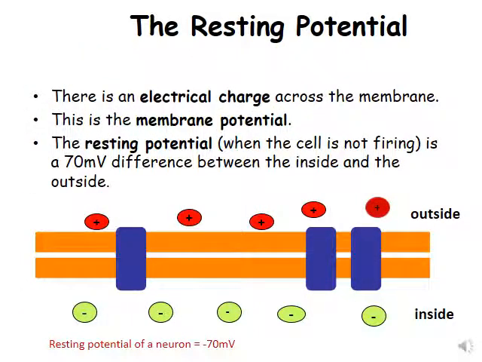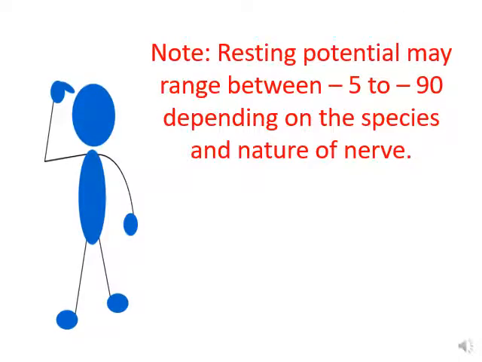Resting potential: there is an electric charge across the membrane. This is called the membrane potential. Resting potential, when the cell is not firing, means that when the cell is at rest, it's minus 70 millivolt between the internal and the external side. Note that resting potential may range between minus 5 to minus 90, depending on the species and the nature of the nerve.